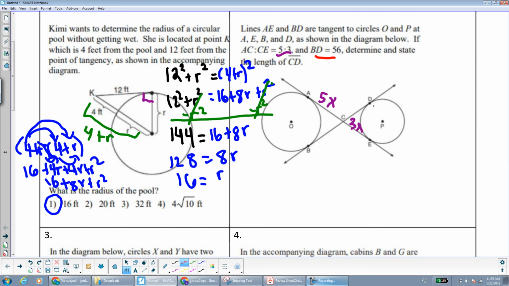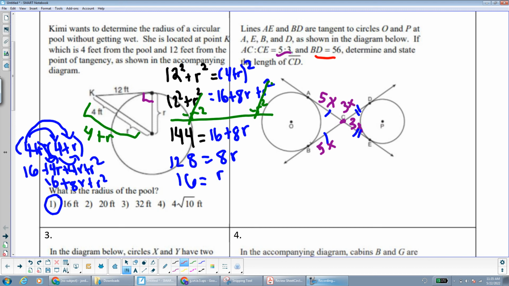Well, since we know that two tangents drawn to a circle from the same external point are congruent to each other, we know that AC and BC are congruent to each other. And I also know that CD and CE are congruent to each other because, once again, they're two tangents to circle P coming out of the same external point C. So I can also represent BC the same way as AC with a 5x. And I can represent CD the same way as CE with a 3x.